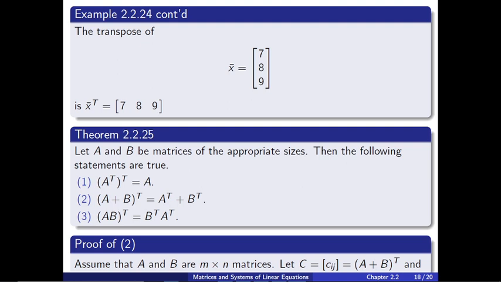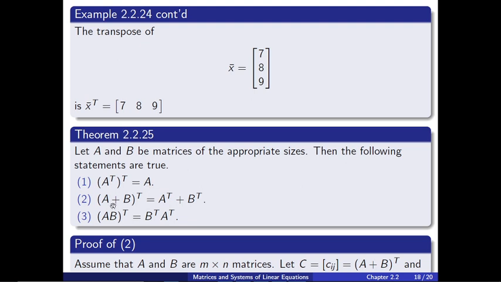Right, some properties of transposes. So let A and B be matrices of suitable sizes. Then the following statements are true. We are going to prove one of them, and the rest are left as an exercise. So the transpose of the transpose is equal to A, right? If you transpose a matrix 2 times, you end up with the original matrix that you had, right?